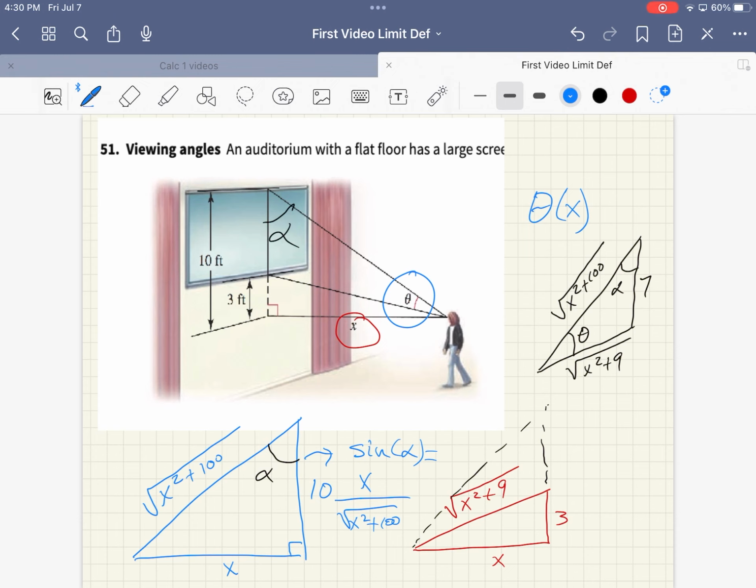Notice that if you're farther away from that, then because of the angle, theta is going to get smaller, right? And then as you get closer and closer, theta also gets smaller because of the difference between these two heights here. All right.